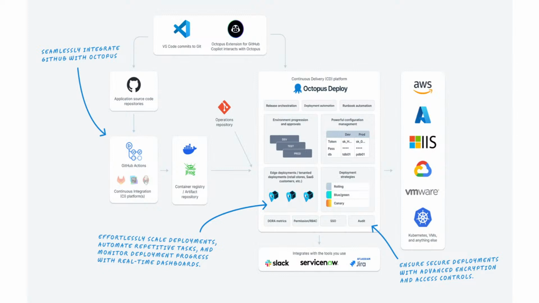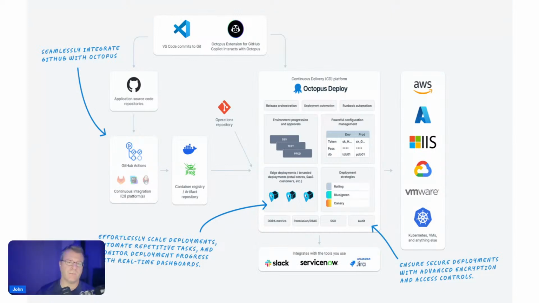We have a GitHub app as well, and we have an extension for GitHub Copilot, so you can actually interface with Octopus Deploy using natural language query through an AI mechanism. So this is great. We have a lot of capabilities here, and this is not just isolated to GitHub. This is just an example of what this might look like in those scenarios.